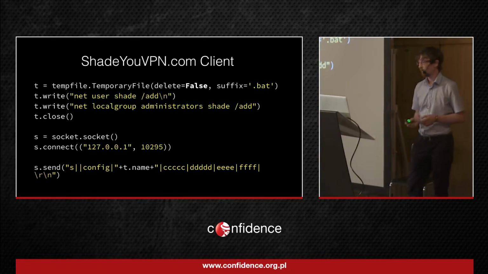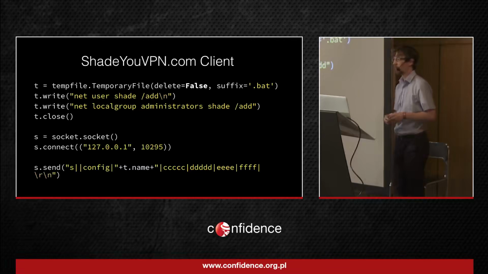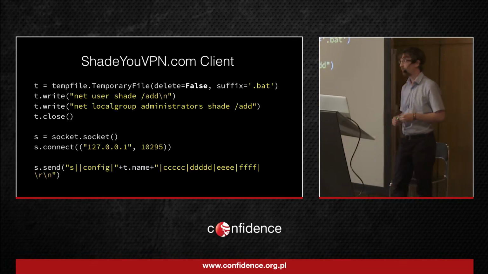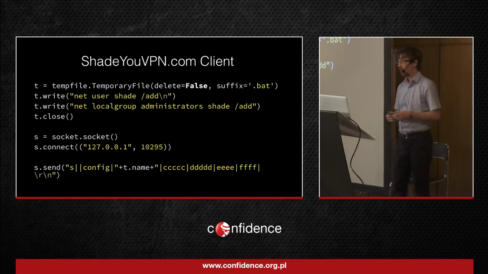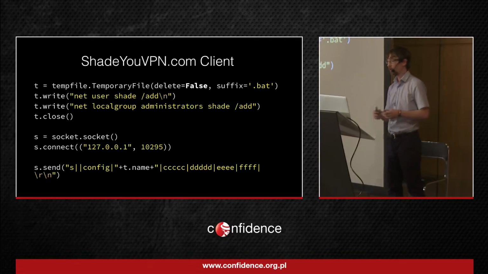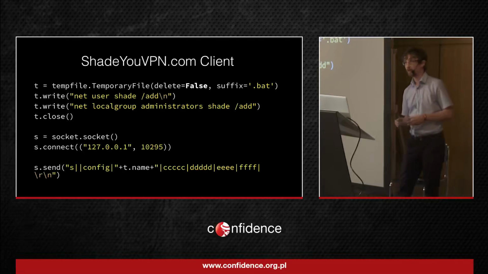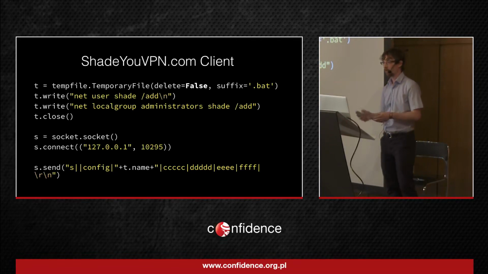So here is the exploit, very simple. I am creating a temporary bat file, and this bat file is responsible for creating a new user and adding it to the administrator group. After that, I am sending a simple packet to the socket, which contains the path to this bat file. And that's all. A few lines of code, and we run some code with system privileges. So as you can see, a very basic example of privilege escalation.